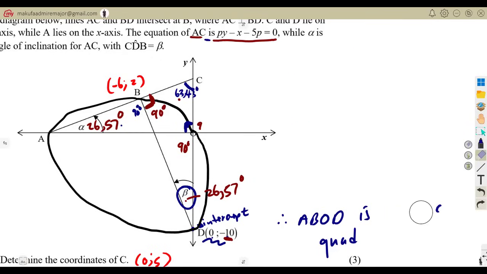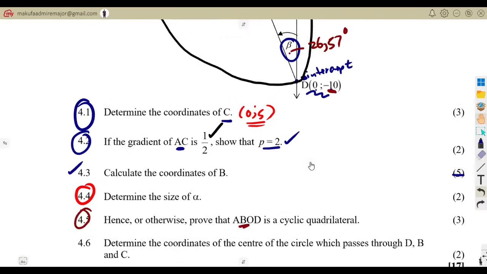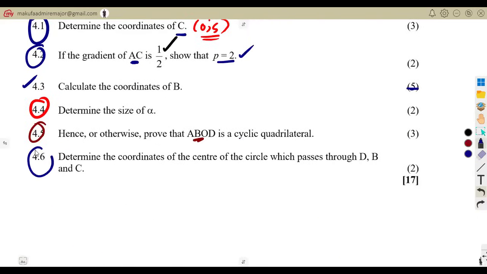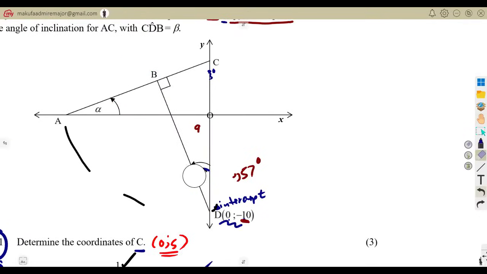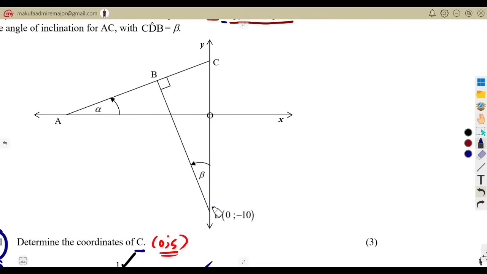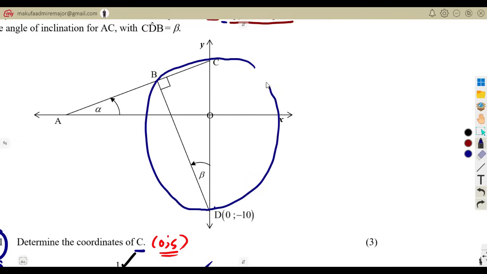We just have to understand our Euclidean geometry also as we are answering analytical geometry. See now, determine the coordinates of the center of the circle which passes through D, B, C. A circle passes through D, B, C. If a circle is drawn and it passes through these points, what is it that is important about that circle?